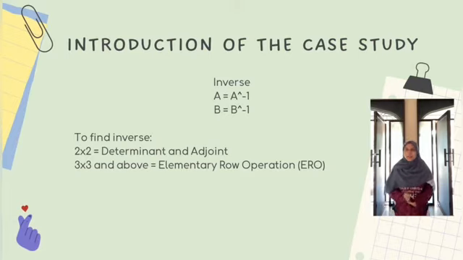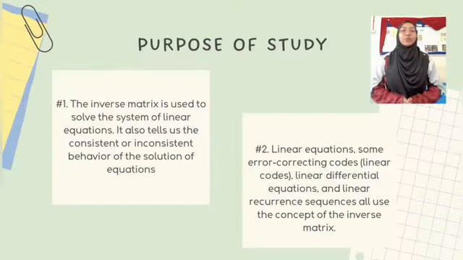There are many methods to find the inverse of a 3 by 3 matrix, which are the row method and cofactor. But in this video, we will show how to find the inverse of a 3 by 3 using the row method. Now, we move on to the purpose of studying the inverse of the matrix. The first one is, the inverse matrix is used to solve the system of linear equations. It also tells us the consistent or inconsistent behavior of the solution of equations.